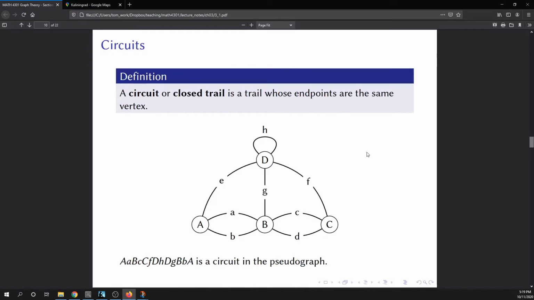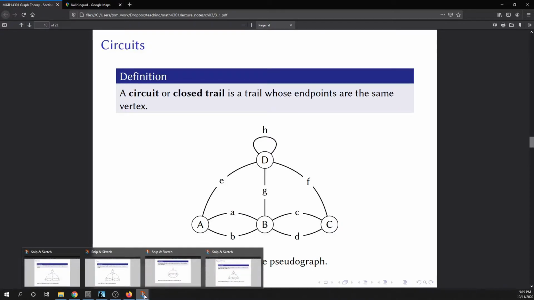All right, the next definition is a circuit. So a circuit, and it's also a closed trail, is a trail whose endpoints are the same vertex. So it is a trail, so no edges can be repeated, and the starting vertex is the same as the ending vertex. So let's take a look at that.